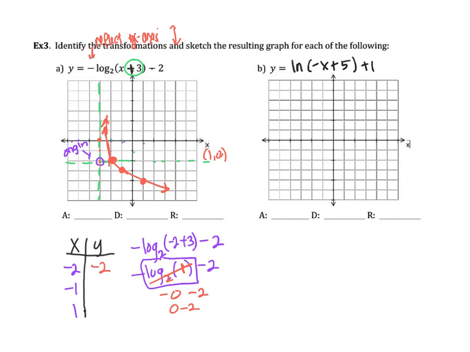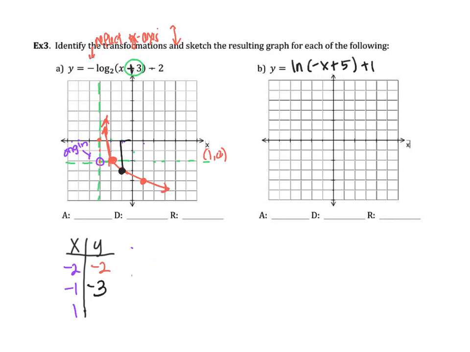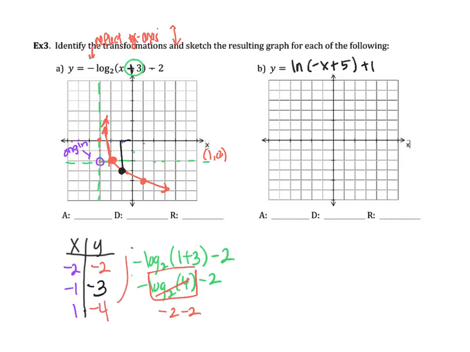If I do the same thing, but I put in a -1, -1 plus 3 is 2, and log base 2 of 2 is 1, and -1 minus 2 is -3. So (-1, -3). Yes, I got that right. If I put in a 1, I would get negative log base 2 of (1 plus 3) minus 2. So it's negative log base 2 of 4. Well, log base 2 of 4 is equal to 2, so it's -2 minus 2, which is equal to -4. So yes, I got those 3 points correct.